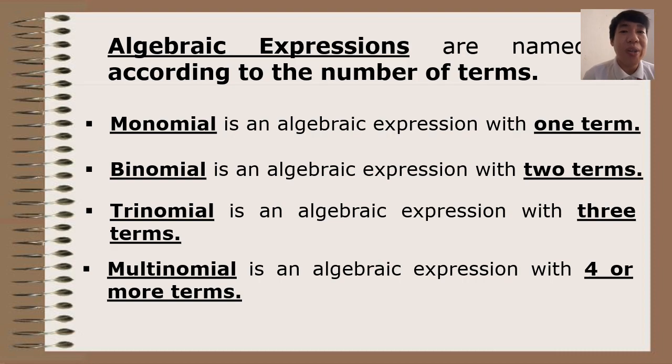Okay, for the review and summarization, we can say that a monomial is an algebraic expression with only one term. Binomial is an algebraic expression with two terms. Trinomial, an algebraic expression with three terms, and multinomial, an algebraic expression with four or more terms. This is how we name algebraic expressions according to the number of terms.